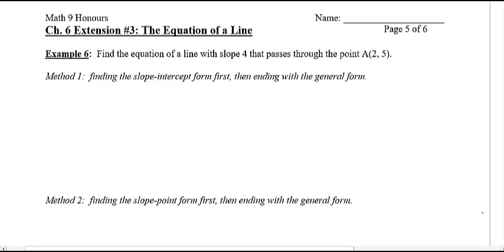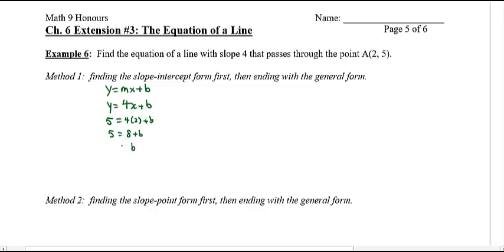So with this equation, find the slope-intercept form. We're going to use y equals mx plus b. M in this case is 4. And remember, in this case, you have to solve for b by plugging in the point. So I'll plug in the point 2, 5.